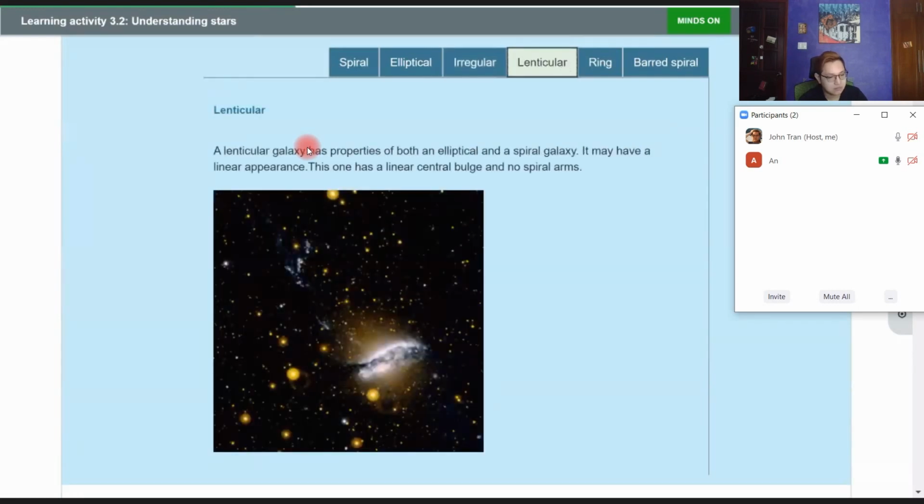And lenticular. A lenticular galaxy has features of both elliptical and spiral galaxies. So they have both an arm and that shape. It looks like an oval, I think, or elliptical. A linear central bulge, and no spiral arm. Oh, they say no spiral arm. So right in the middle, there's like a line, you know. The central bulge is like a line in the middle, and there's no spiral arm. But there is still a huge chunk of something.